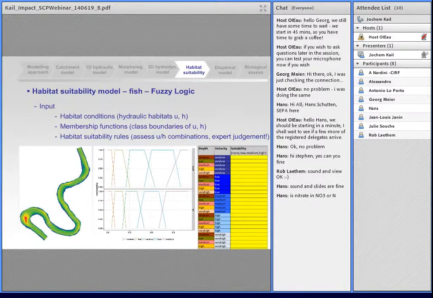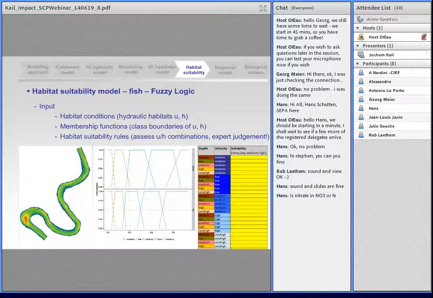For the fish, we used a fuzzy logic approach, which, for example, is also implemented in CASiMiR. You might know this modeling software. And the input here is threefold. First of all, you have to have information about the habitat conditions. You can see this in the figure on the left, on the hydraulic habitat conditions usually. Then you've got in the middle of this figure the so-called membership functions.